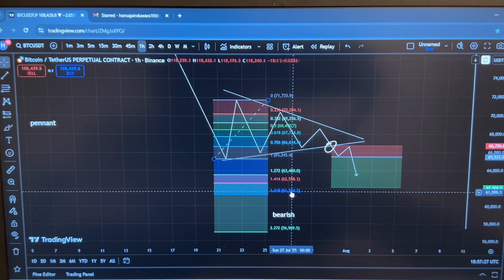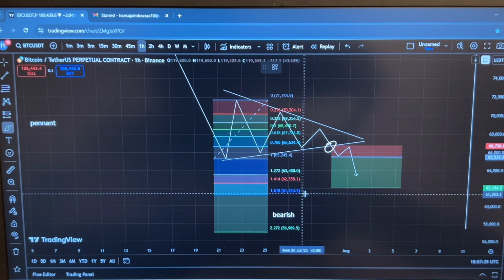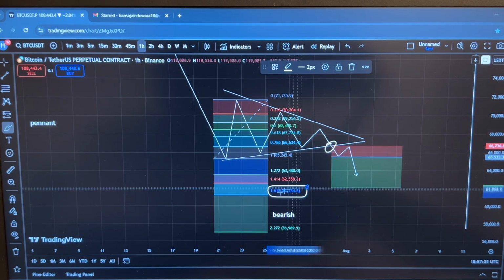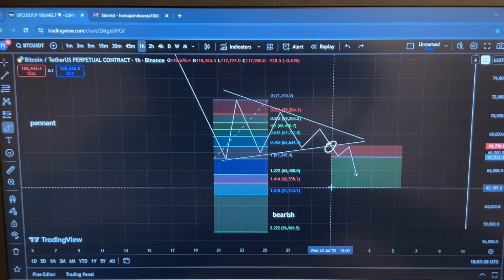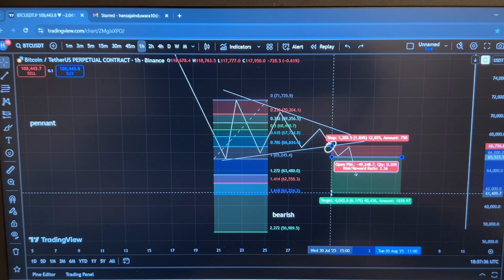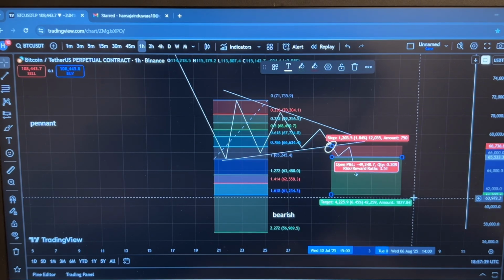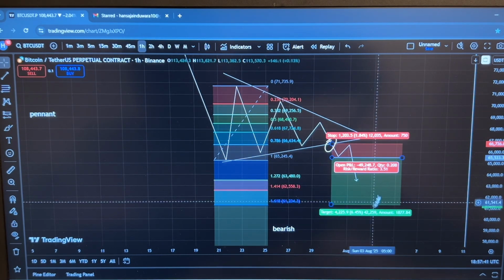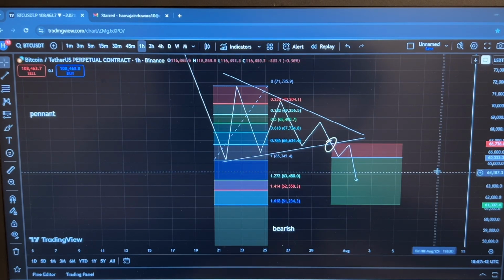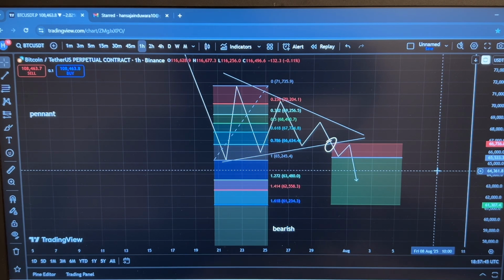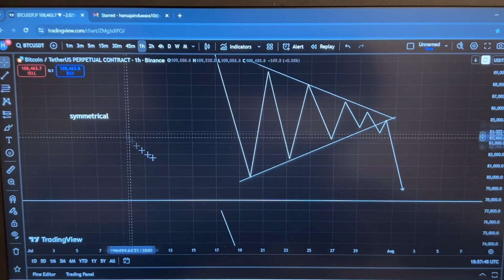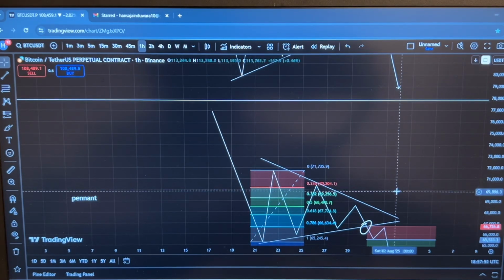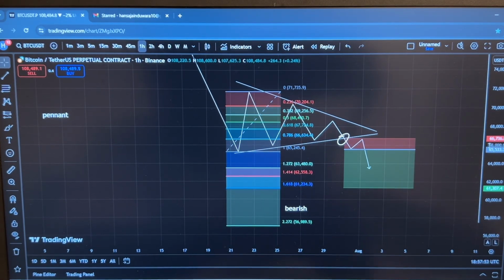And there you go. This blue level, this blue line is gonna be your TP level. So you bring it out to the blue line, and there you go. This is gonna be your TP. It's extremely simple. Like I said, it's gonna be the same thing for pennant pattern and for symmetrical. Both, it's gonna be the same principles.